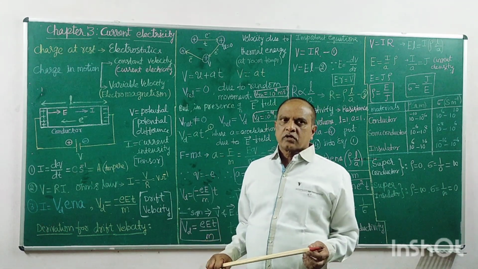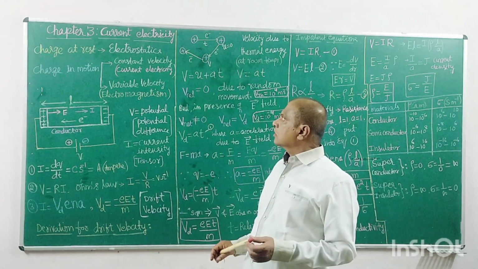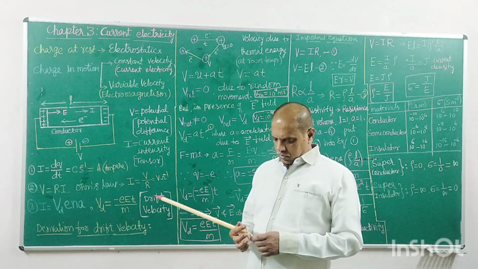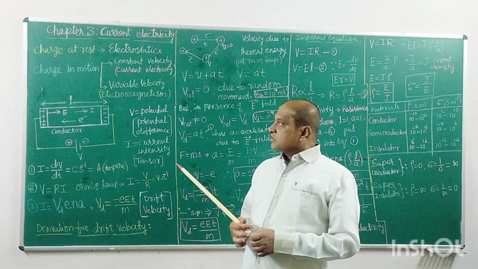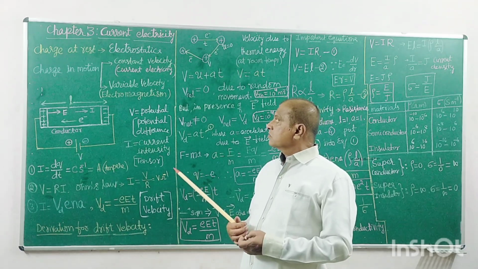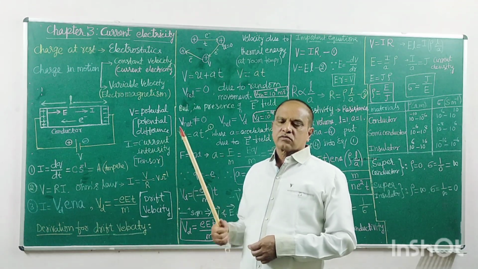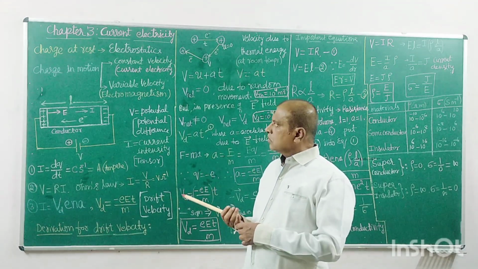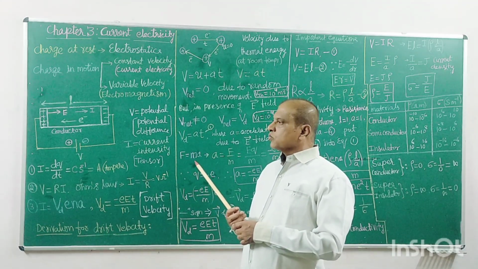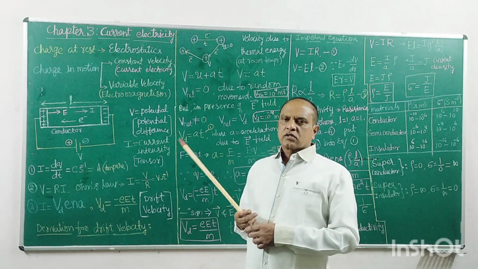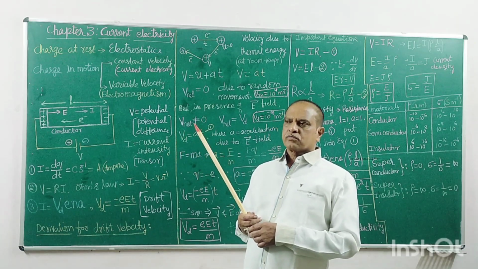This is chapter number 3, current electricity. When the charge is at rest, the study is known as electrostatics. But when the charge is in motion, the study is known as electric current.